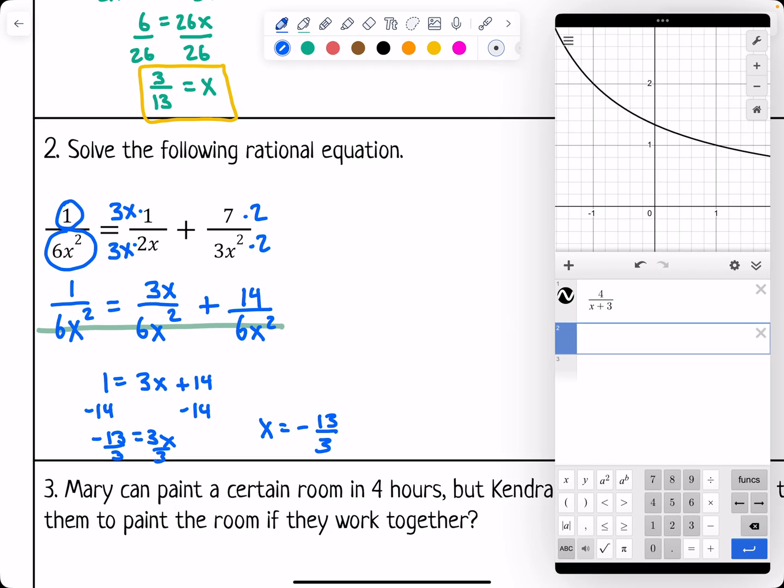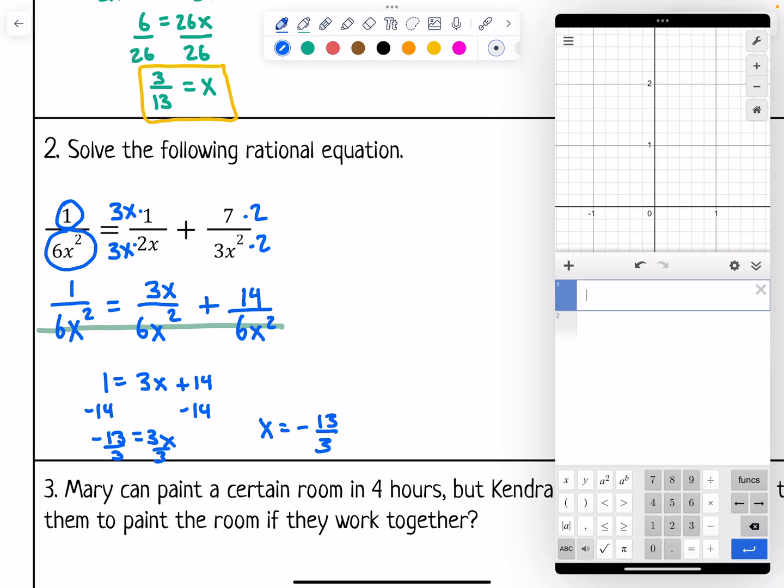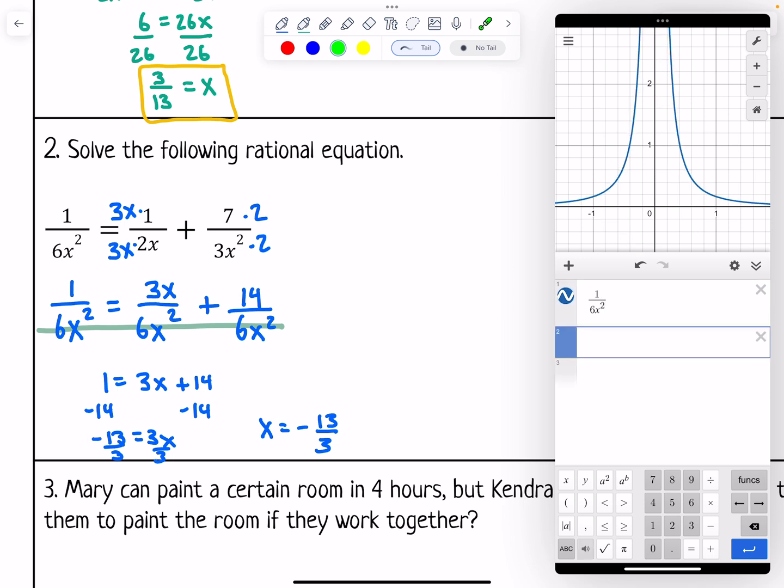And again, we can check that with Desmos. So something you might want to do is just put what is on the left in one row. So let's try it this way. We'll be able to click on it since we have kind of an odd number again. So I'm going to type in 1 divided by 6x squared in one row of Desmos. And then I'm going to type everything on the right side in a different row. And that creates a system of equations from your one equation, which you can always do to check your answers when you're solving equations.